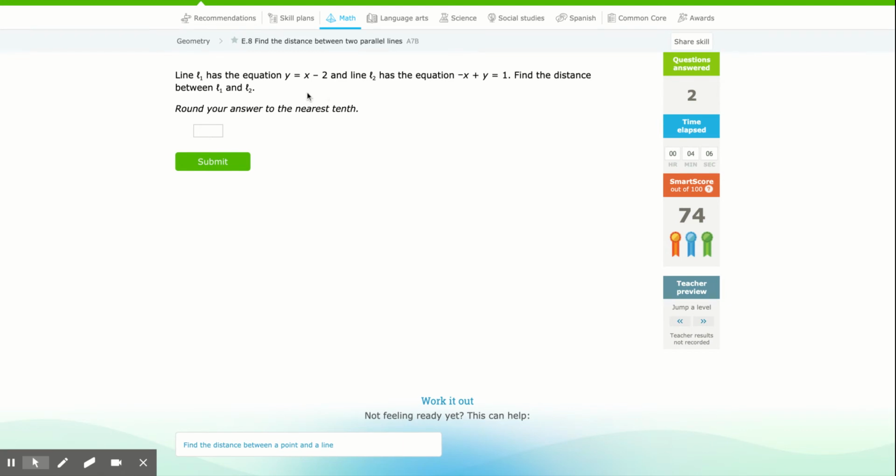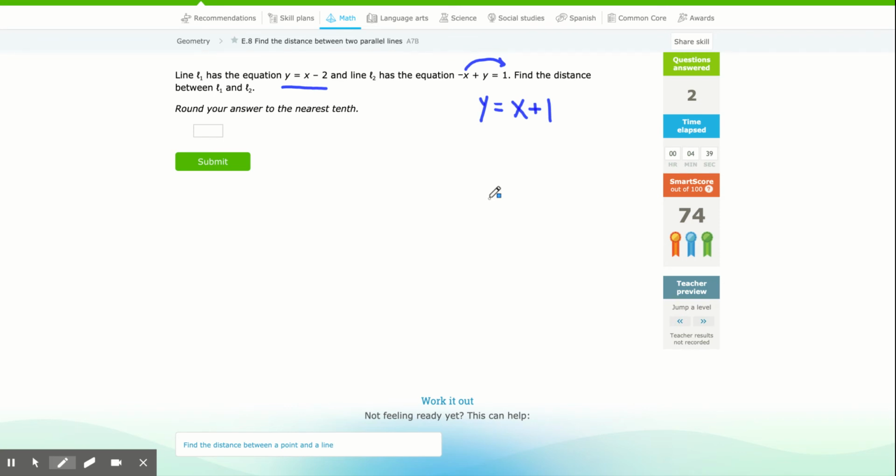So here are two lines that are not vertical or horizontal. Now, I noticed one of them is written in slope-intercept form, but the other one is not. So that made me question for a second, are they even parallel, because they have to have the same slope? But if we bring this x over to the right side, I get y equals x plus 1. So they have the same slope, they just have different y-intercepts. And the distance between the two lines is not the distance between their y-intercepts.